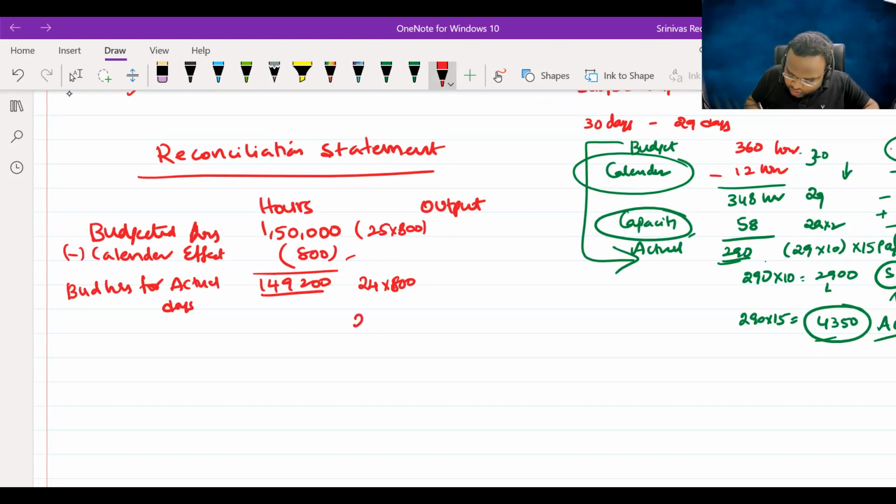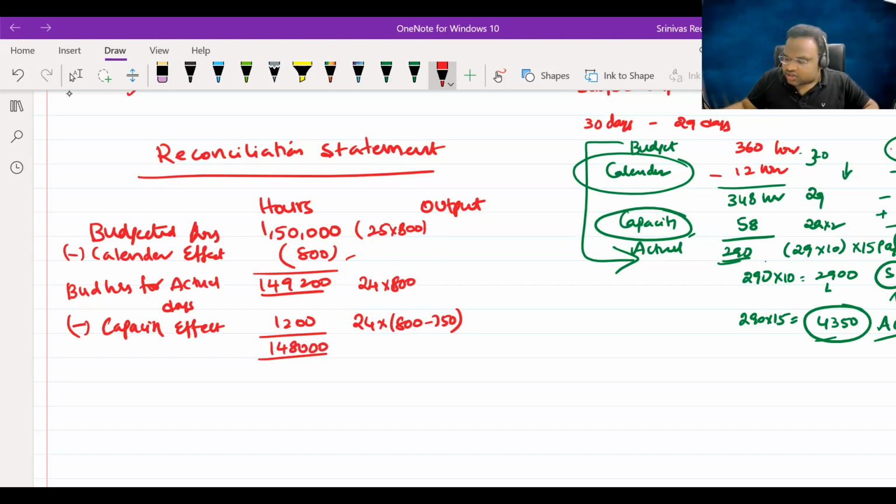Now for 24 days, each day I decided to work for 800, but I have reduced my capacity to work only for 750. So every day 50 hours lost. 50 into 24 days, how much? 1,200 mission hours lost. Loss means if it is increasing, I'll put positive. If it is decreasing, I'll put negative, right? Capacity effect. 1,49,000 minus 1,200 is 1,48,000. Correct?